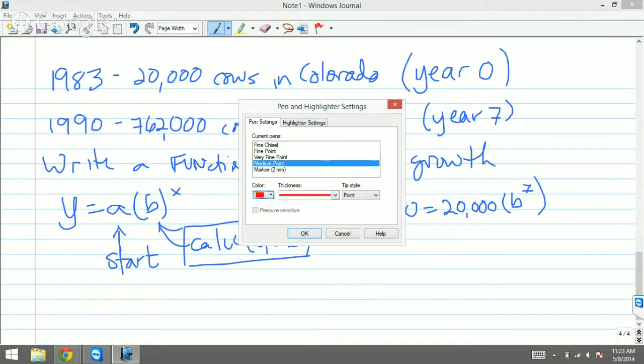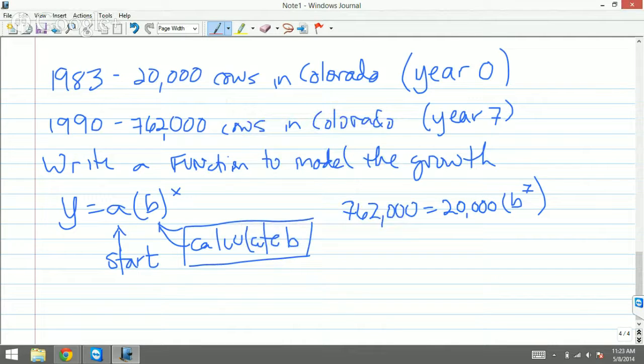Gabby confused? John's confused. Our first year is 1983. That's year 0 with 20,000 cows. That's our Y-intercept. That's where 20,000 goes. 20,000 is a Y value, the population value. Then in year 7, we had 762,000 cows. B is our growth rate. We're trying to figure it out. Okay, so the value of B. Hang in there. We're almost done.